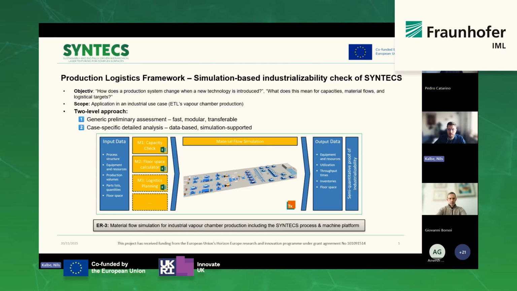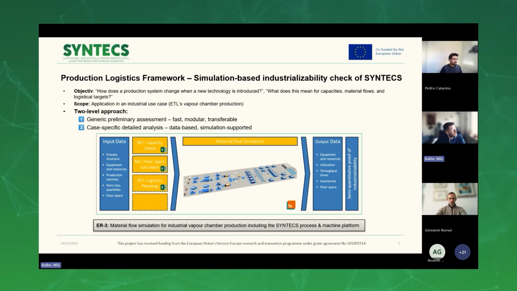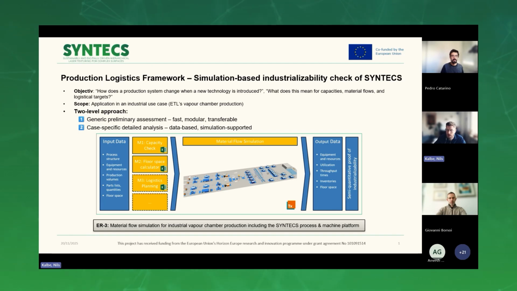Okay, so let's start. I want to show you something about our production logistics framework for the SYNTECS process and machine, which is a simulation-based industrializability check of SYNTECS. The main objectives for us were mainly two questions. How does a production system change when a new technology like the SYNTECS machine is introduced, and what does it mean for capacities, material flows, and logistical targets? And the scope, as mentioned before, is the industrial use case by ETL for the vapor chamber production.